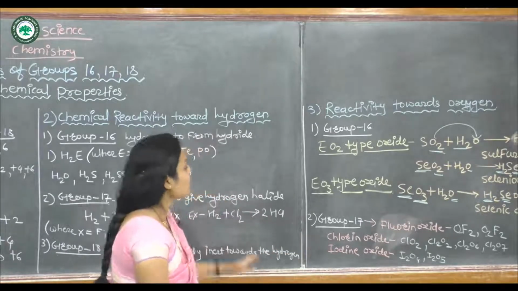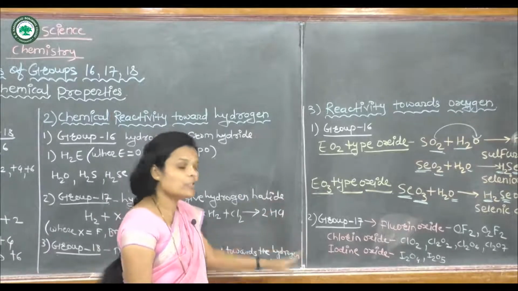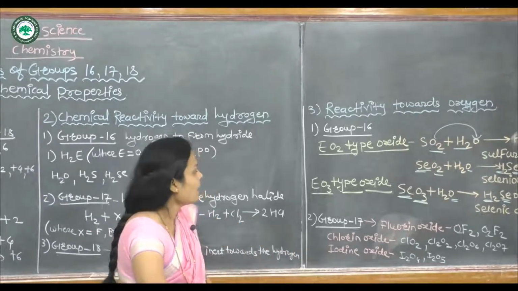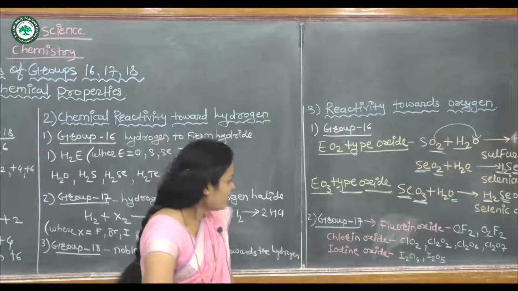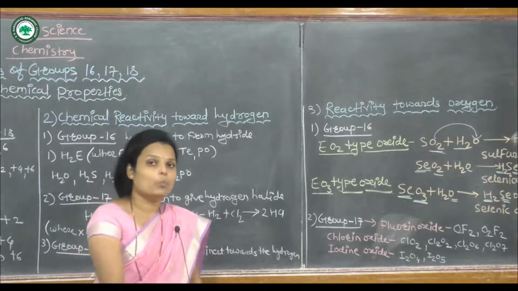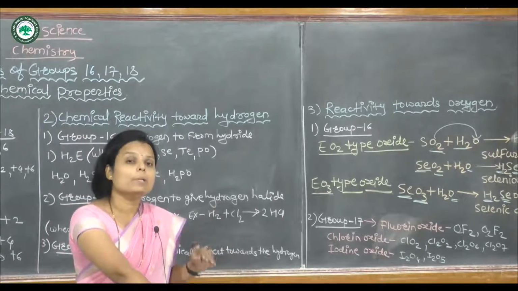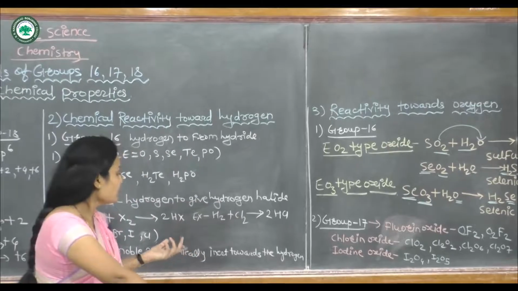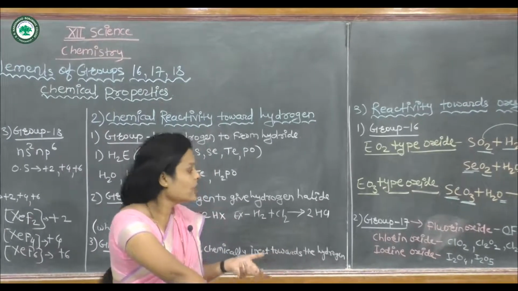This is the property of reactivity towards oxygen, in which only group 18 is remaining. I will tell you about group 18. We know that group 18 is a noble gas and an inert gas, and they are chemically inert towards the oxygen atom because of their stable electronic configuration.